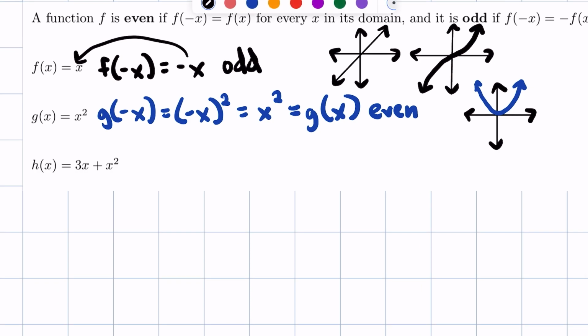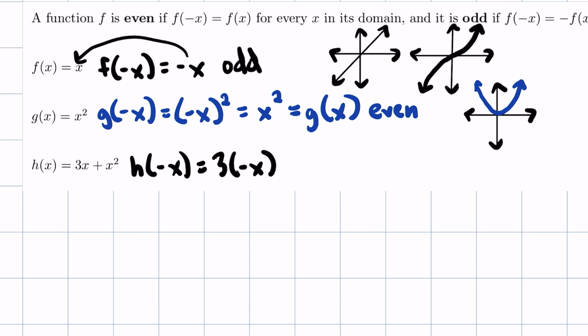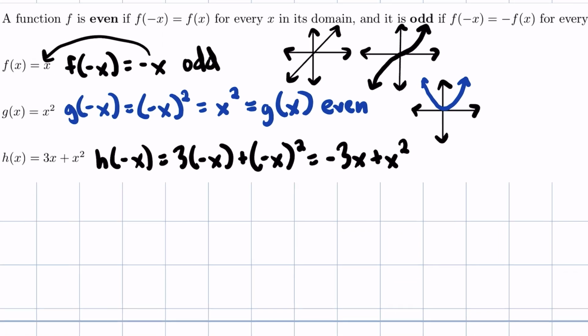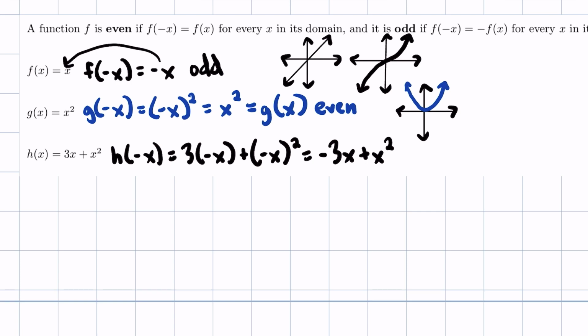Now let's look at our last function, h of x. We're plugging in negative x again. So we end up with negative 3x plus x squared. Now, is that even or odd? Well, it's clearly not the same as h of x, right? Because it's a negative 3x instead of a positive 3x, sorry. And then it's not negative h of x either because x squared is positive. So this is going to be neither even nor odd.